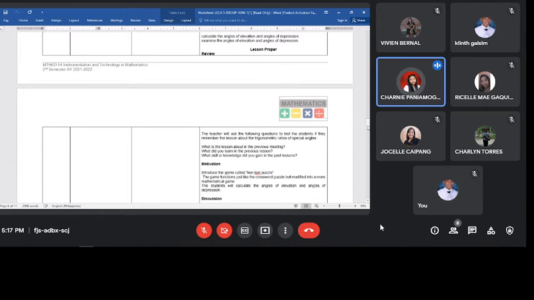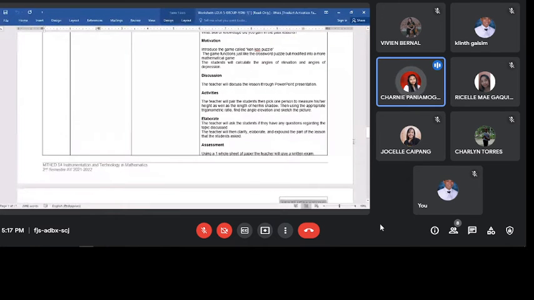For the motivation, the teacher will introduce the game called Ken Ken Puzzle. The game functions just like a crossword puzzle, but modified into a more mathematical game. Then the students will calculate the angles of elevation and angles of depression.